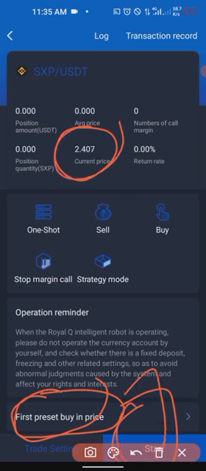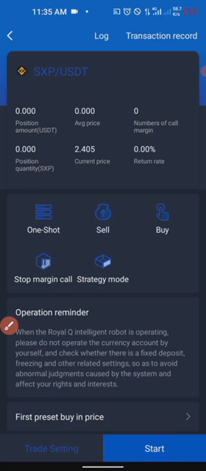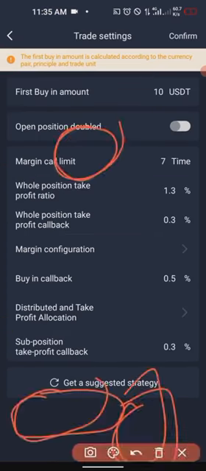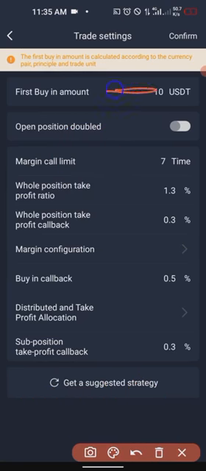So we're going to practicalize something right now. Let's say a signal is coming and it says enter the market at 2.2 entry on this price, SXP. What do we do? How do we do it? We simply come here to trade settings. So the first thing we need to do is set our first buy amount.